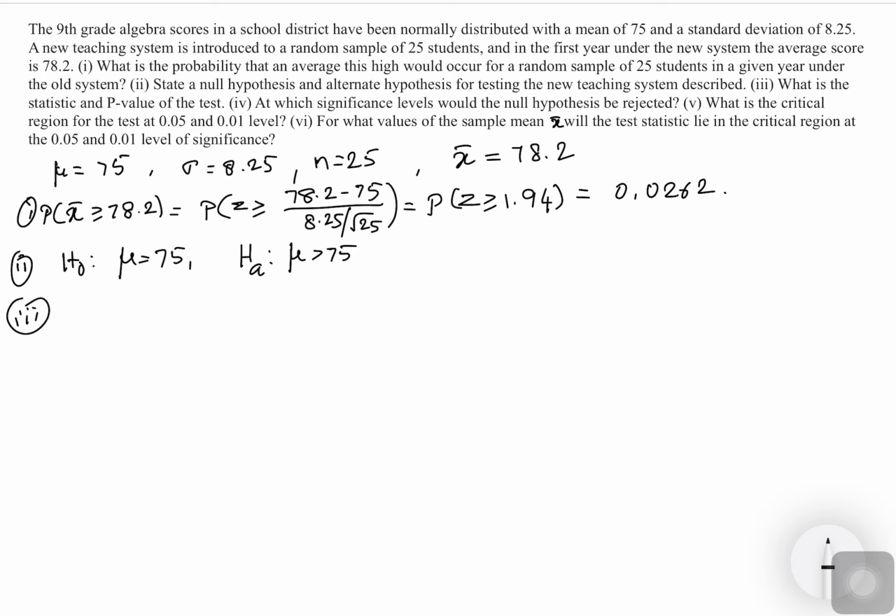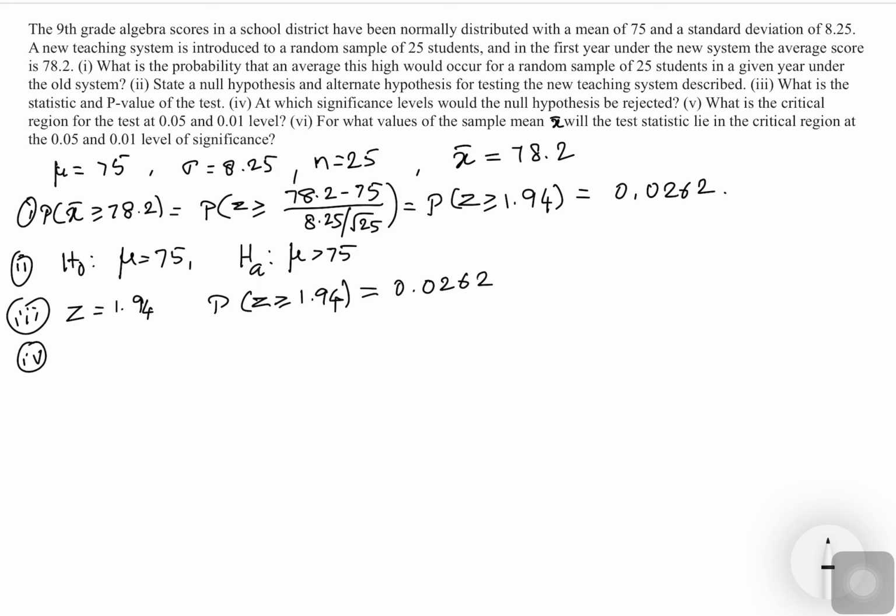In the third question, they are asking you what is the statistic and the p-value of the test. So we have already found the statistic, that is z. Z is equal to 1.94. And since this is a right tail test, we are going to find the probability of z greater than or equal to 1.95, and this we have already found, that is 0.0262.